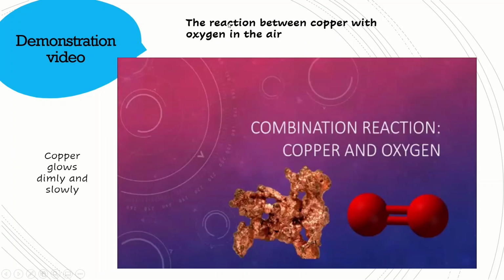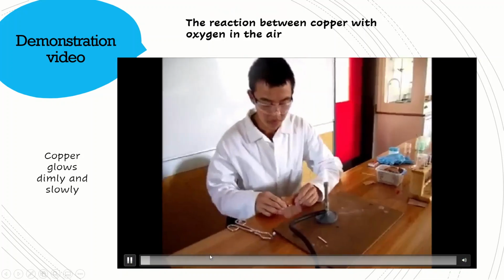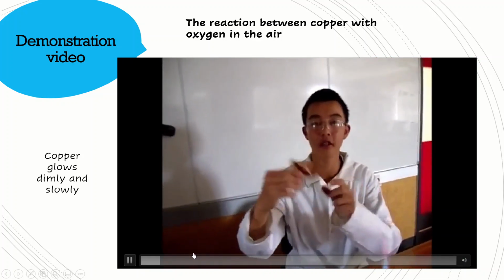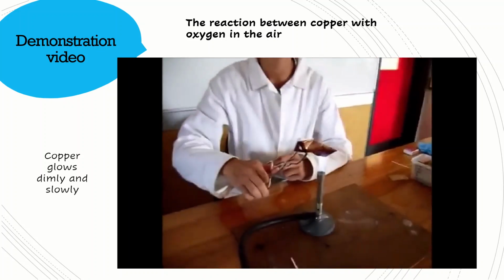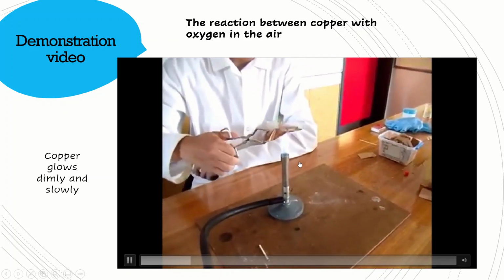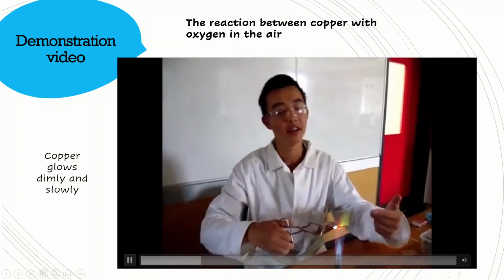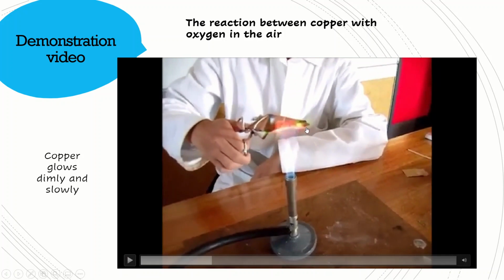Okay, next video. So this is the video about the reaction between copper with oxygen in the air. Okay, so this is copper metal. When we heat using a Bunsen burner, dia tidak menghasilkan nyalaan yang cepat seperti magnesium yang kita tengok dalam video sebentar tadi. Okay, it takes a longer time to burn, and as you can see, the color of the flame produced is green.